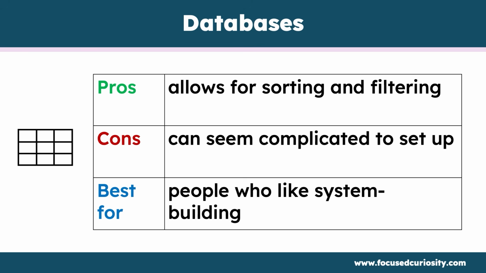The next method is databases. So you can also consider spreadsheets in here. If you're familiar with using Google Sheets or Microsoft Excel, you basically create a list, and then using different columns, you're able to add different values that will let you sort and filter your results more effectively. This method is really useful for when you have to do calculations, such as budgeting, and the pros are that it allows for the sorting and filtering. The cons are that it can seem very complicated to set up, and it's best for people who like system building.